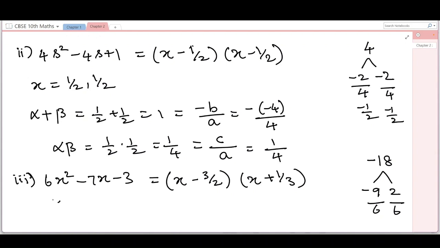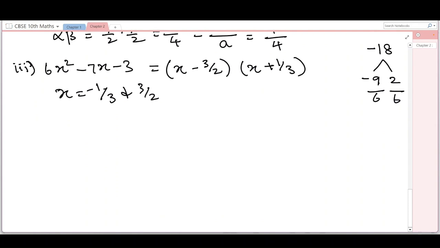Therefore, for the x values minus 1 by 3 and 3 by 2, the polynomial p of x will become 0. Therefore, the zeros are minus 1 by 3 and 3 by 2.